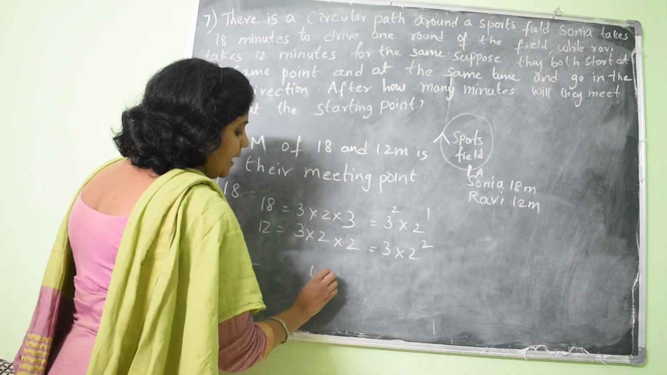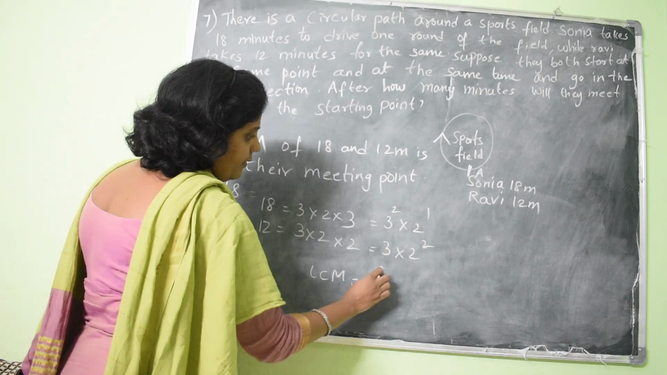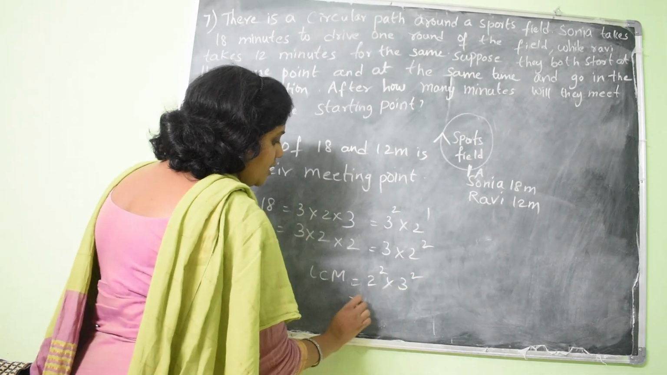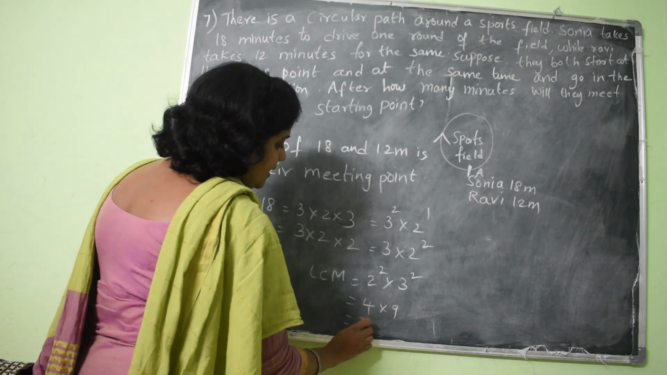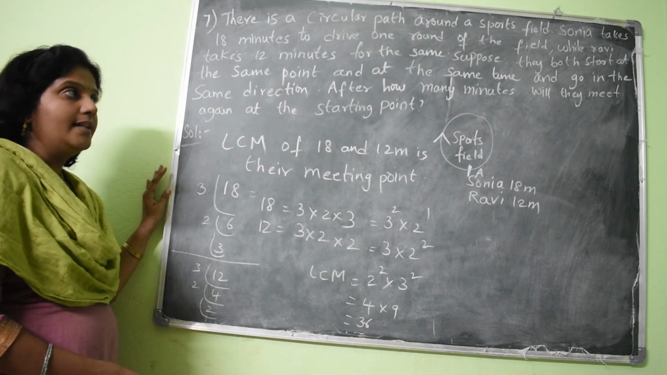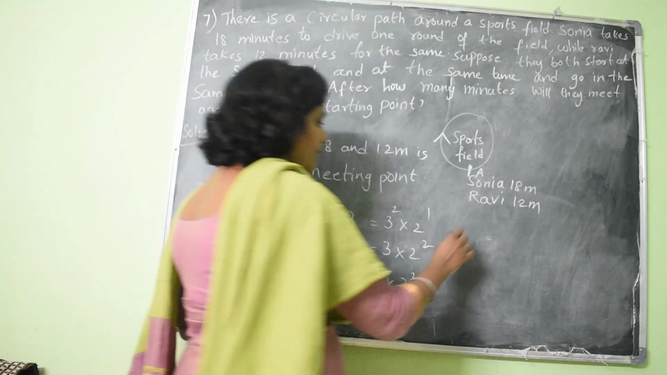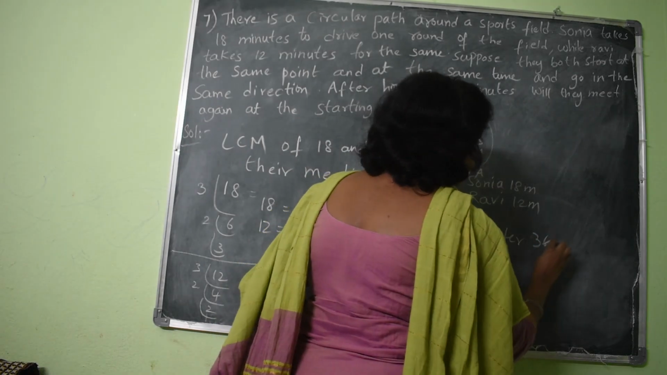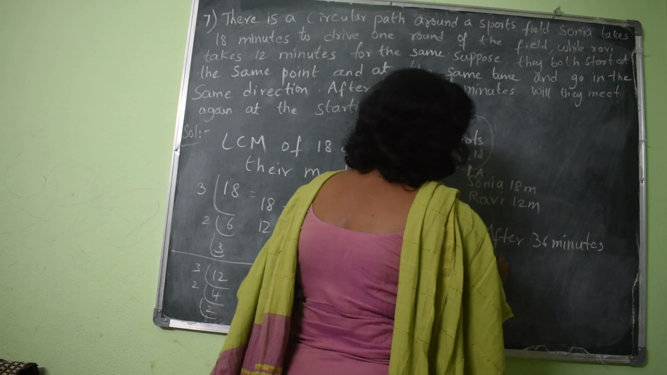For LCM, we should take the highest power. In the powers of 2, which is highest? 2 squared. In the powers of 3, which is highest? 3 squared. 2 squared is 4, 3 squared is 9, and 4 nines are 36. So after 36 minutes, they will meet again.